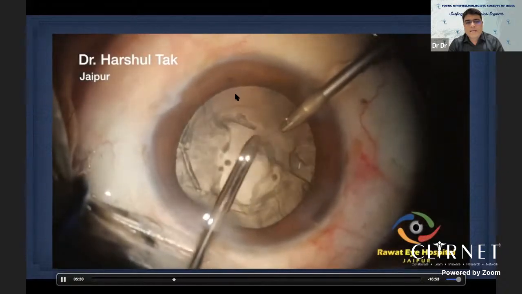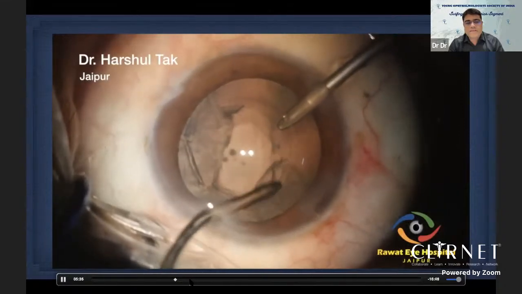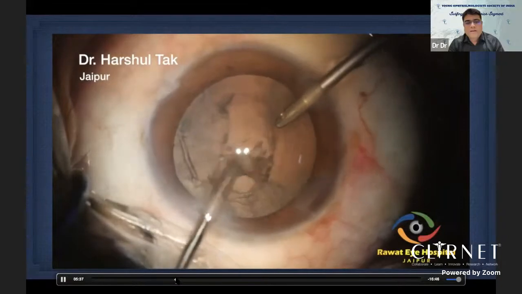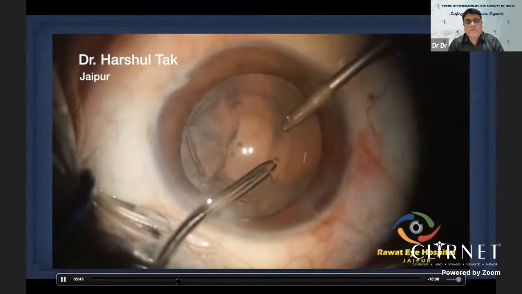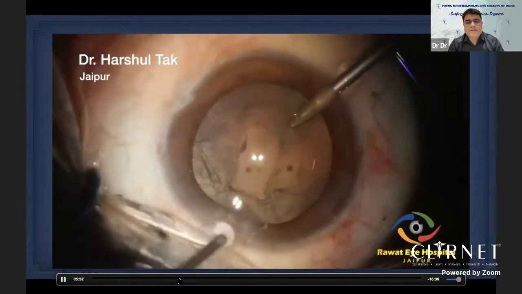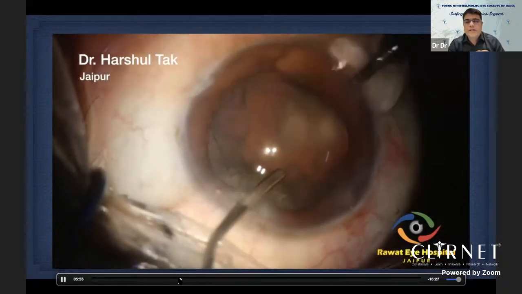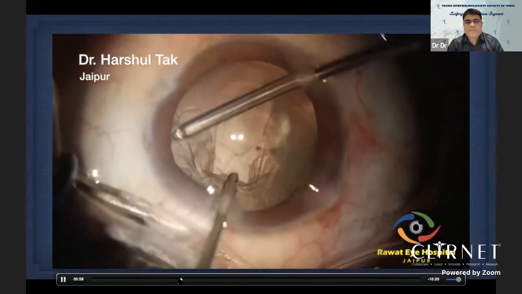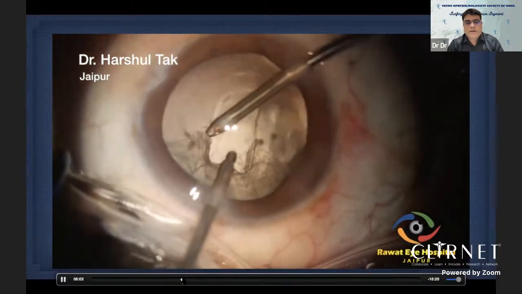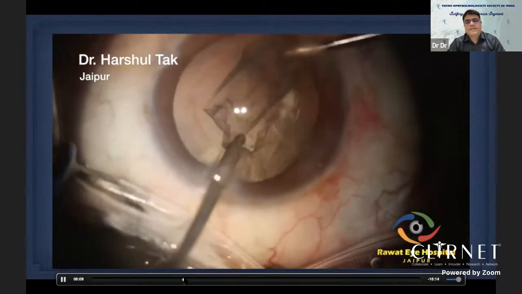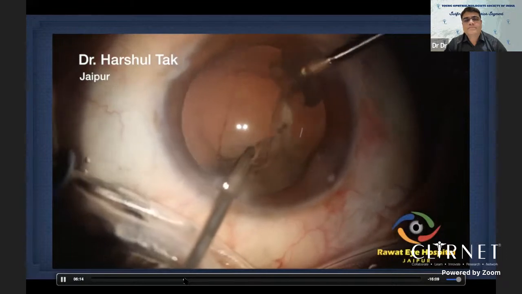So you can very well appreciate that there's a big posterior capsule rupture which is there. This you can only do once you have cleared the vitreous entirely. Again, I'm doing OVD exchange before I change my hands. So this is the last part of the cortical matter which is taken off.